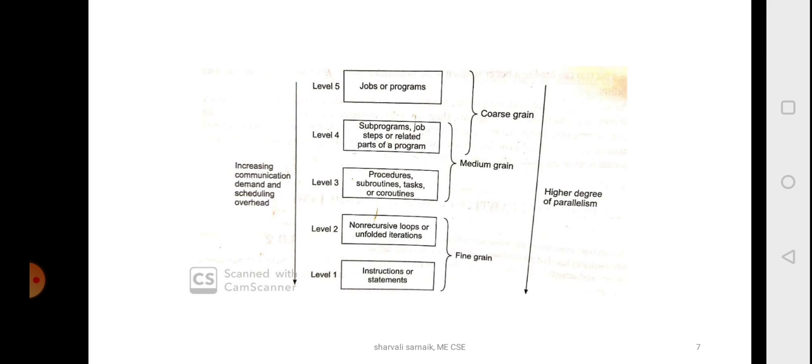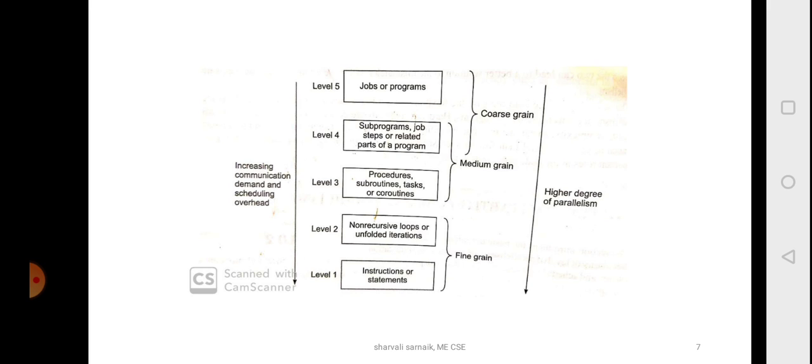Parallelism has been exploited at various processing levels. In this picture you can see that there are 5 levels of program execution representing different computational grain sizes and changing communication and control requirements. The lower the level, the finer the granularity of the software processes. So here you can see that there are a total of 5 levels.